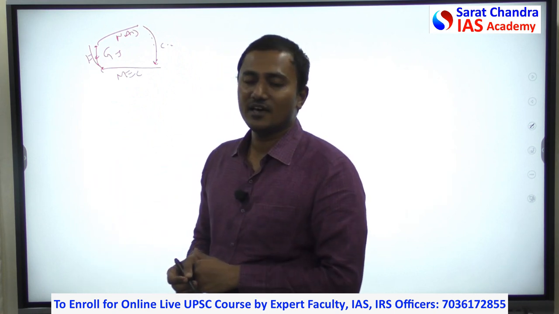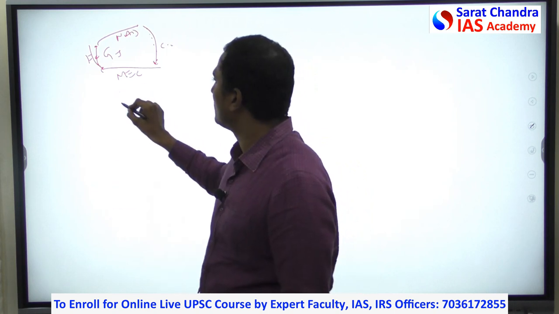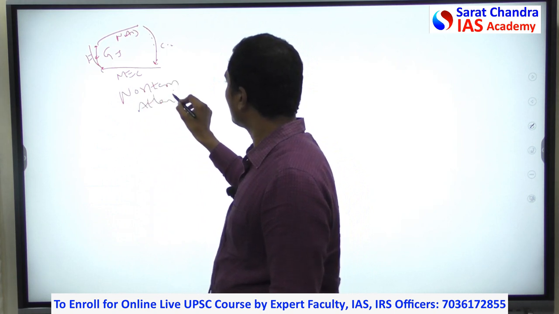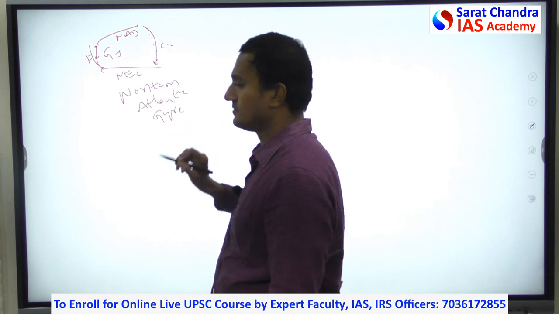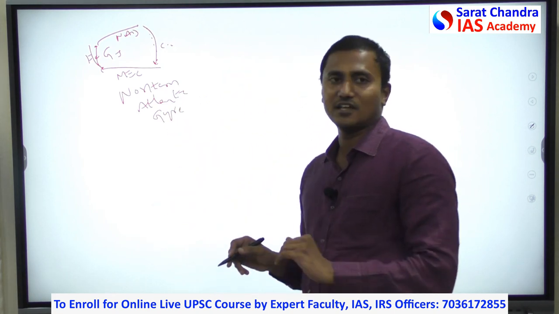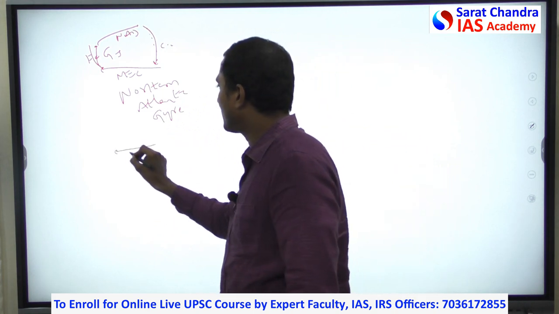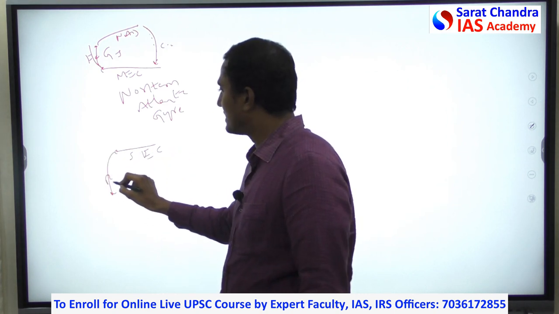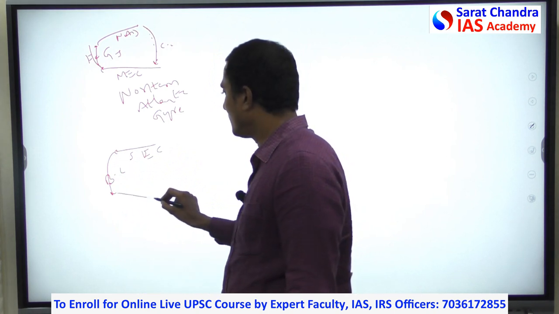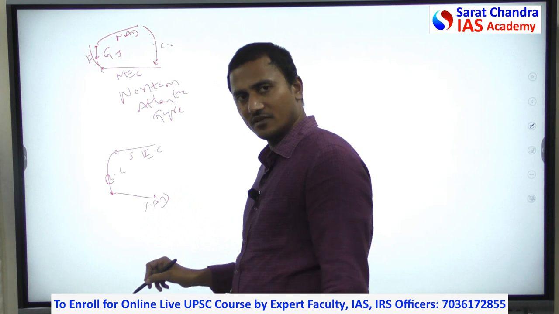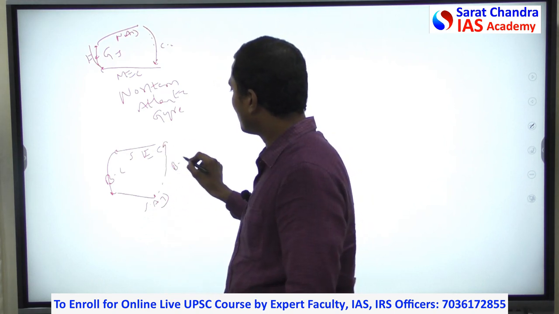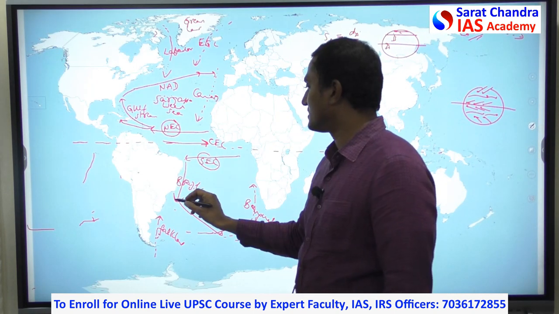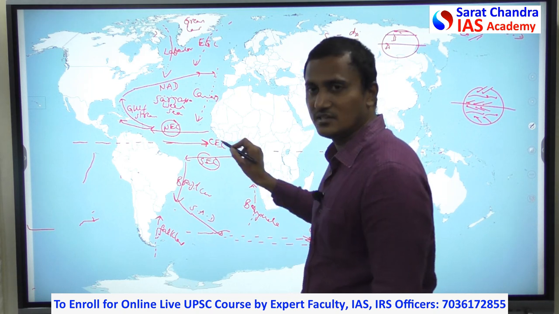This gyre is occurring where? In the North Atlantic Ocean. That's why it's called the North Atlantic Gyre. Okay. Similarly, in the South Atlantic also, see, the Southern Equatorial Current, then the Brazil Current, then the Southern Atlantic Drift, then the Benguela Current. Here also, South Equatorial Current, Brazil Current, Benguela Current. It's a gyre.